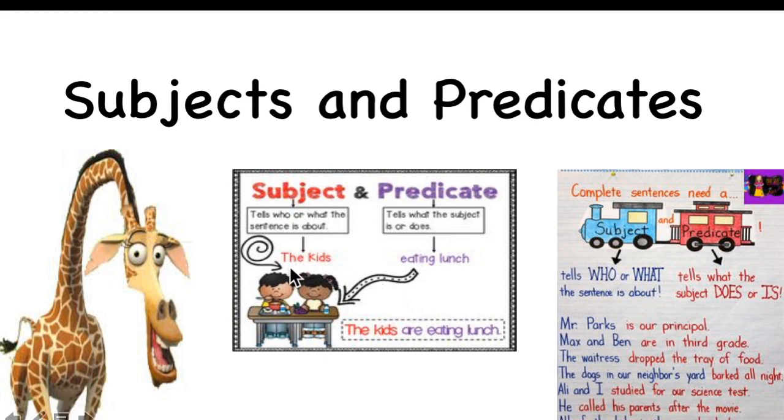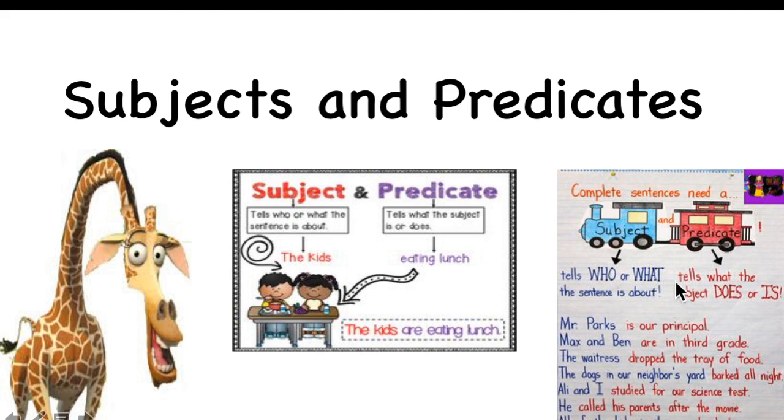Here is an example. The kids are eating lunch. We have the subject. Who is eating lunch? The kids. That's a subject. What do the kids do? Are eating lunch. That's a predicate. So, the subject of the sentence tells me who or what the sentence is about. And the predicate of the sentence tells me what the subject does or is.